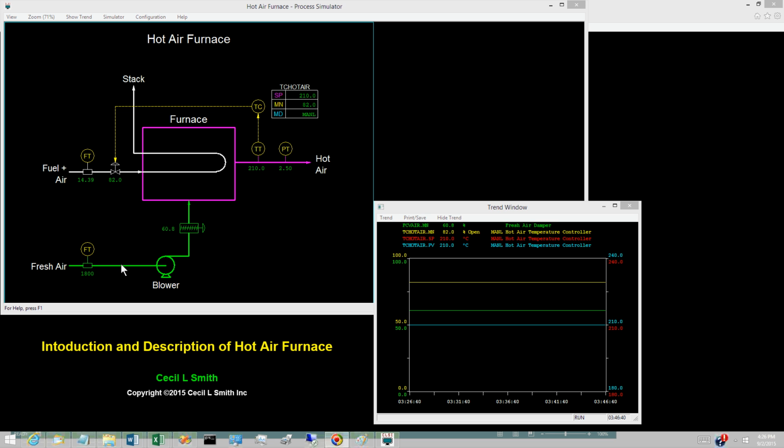Transmitters are measurement devices that provide inputs to the process controls. The P&I diagram represents each transmitter as a circle enclosing a label, such as FT for flow transmitter, TT for temperature transmitter, and PT for pressure transmitter. The hot air process is equipped with 4 transmitters: fuel gas flow, fresh air flow, hot air temperature, and hot air pressure.